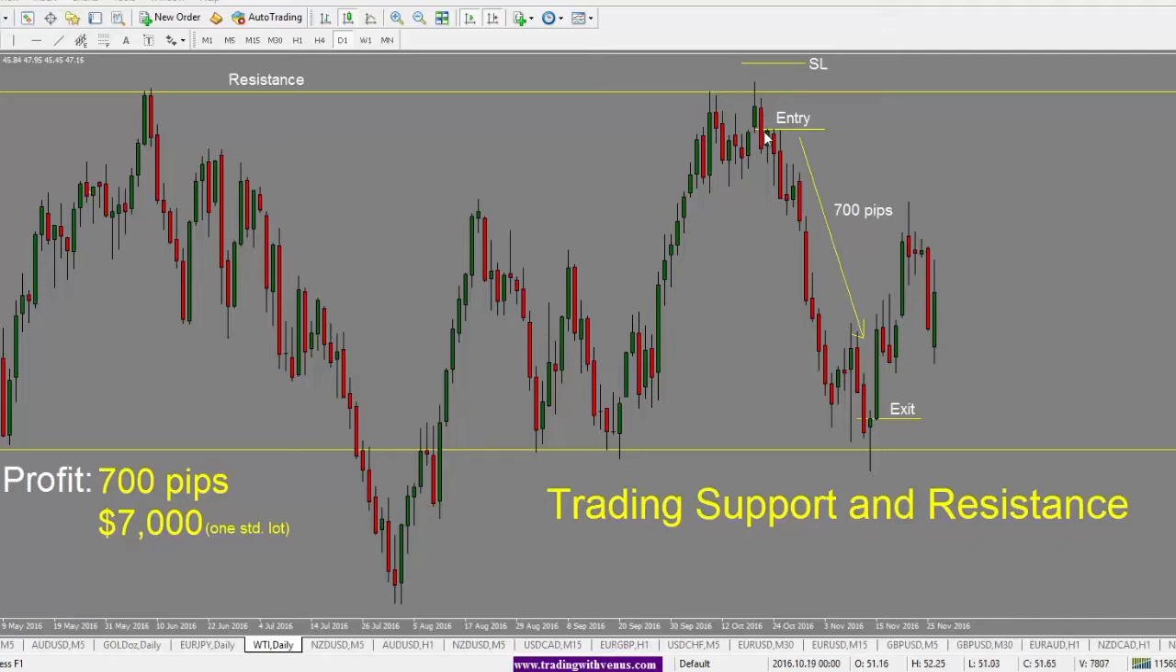We can wait for a bit of a pullback here, 50% pullback, and that's when we would enter the trade short. So we sell oil here. Our stop would go above the high. Make sure that you give it some room because it could go test this level one more time, and we don't know that it won't. So it's important that we give some room above the entry here for the trade to breathe.